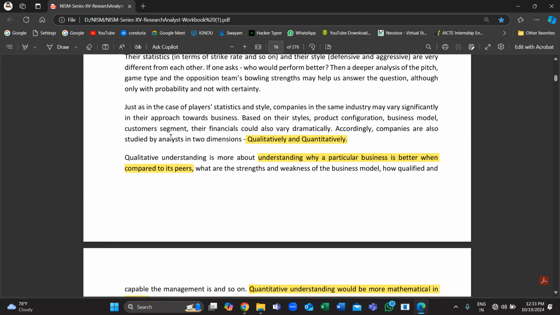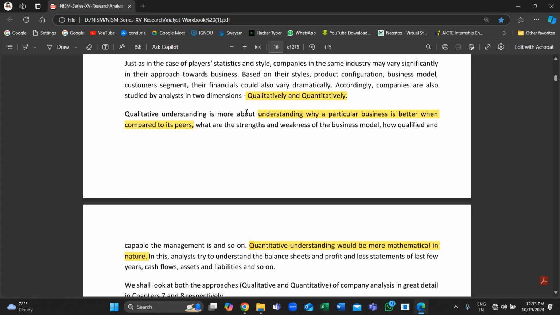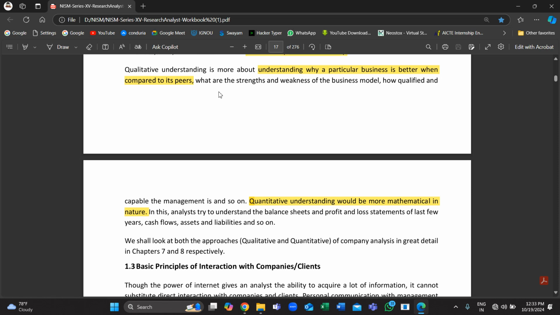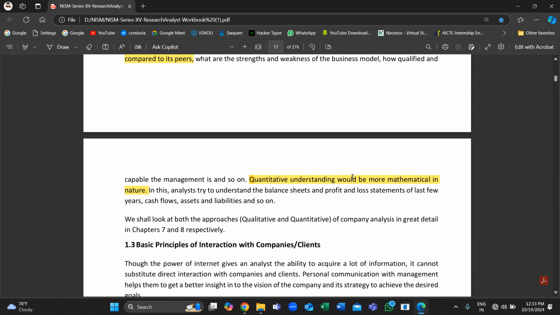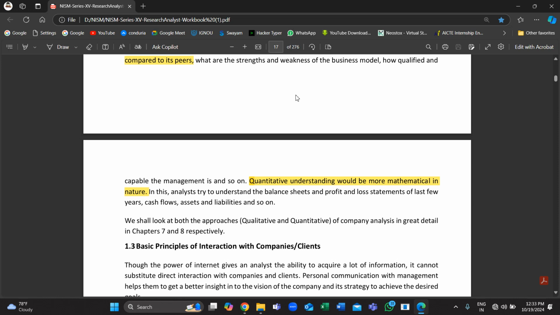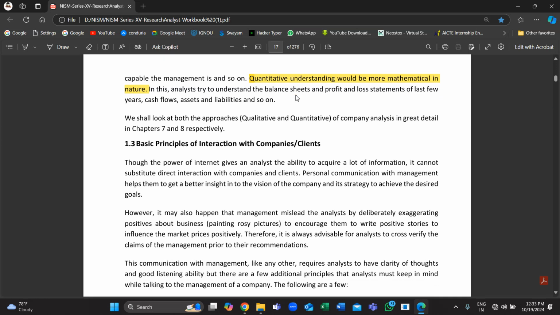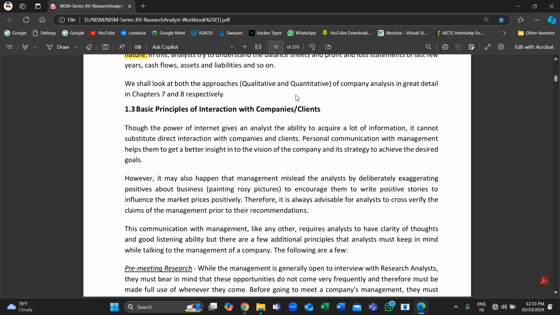This is very important. Qualitative understanding is more about understanding why a particular business is better compared to its peers. Simple, right? While quantitative understanding is more mathematical in nature, like financial statements and ratios. It deals with more numbers. Qualitative is like management analysis, etc. So let's see the basic principles of interaction with companies or clients.